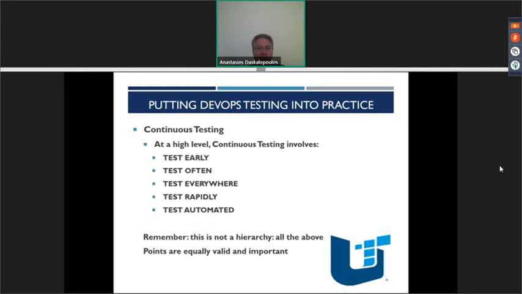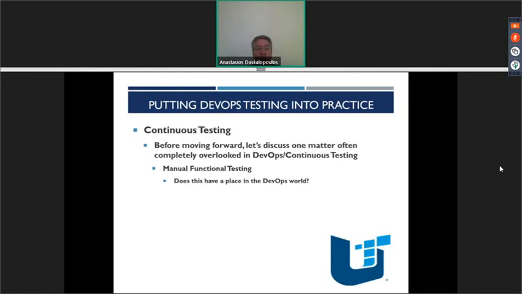At a high level, continuous testing involves test early, test often, test everywhere, test rapidly, and test automated. Keeping in mind the DevOps philosophy, this isn't a hierarchy. All of the above points are equally valid and important, and you can jump in anywhere, wherever the most value will be provided.